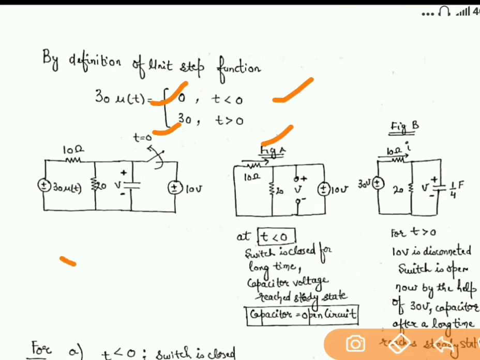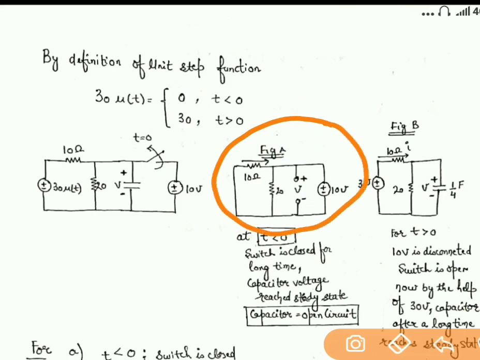So here is the main circuit, and here are the two important circuits which let you know about the stages. For time t less than 0, consider circuit A. In this circuit, at steady state, when the switch has been closed for a long time, the capacitor will behave as an open circuit. That is why I placed the capacitor as an open circuit.